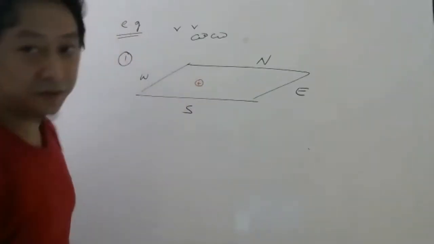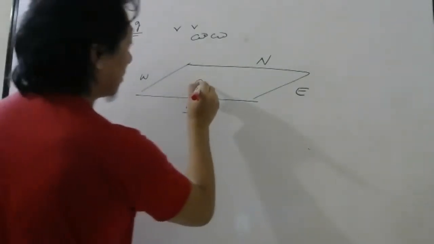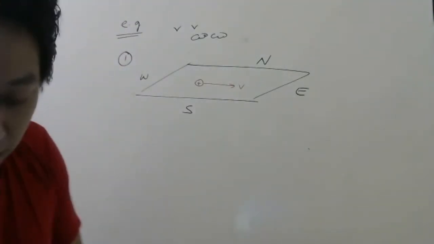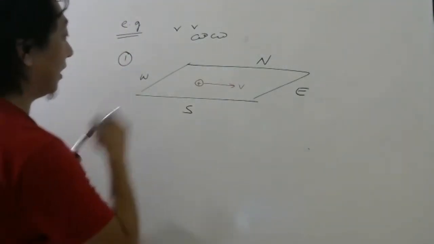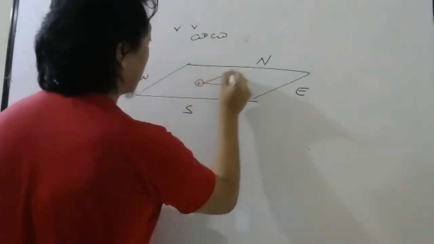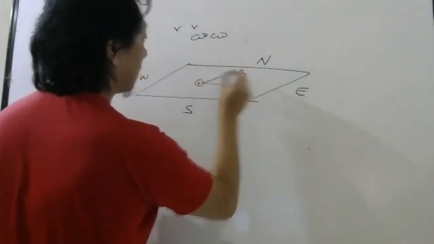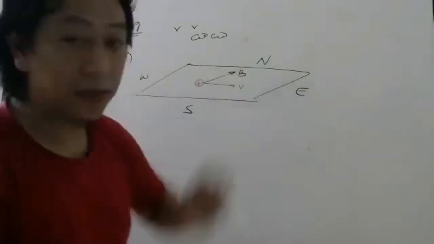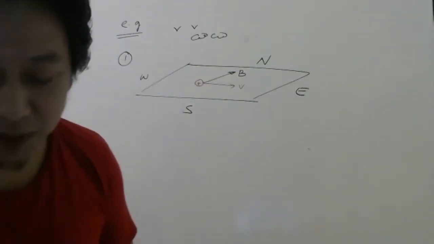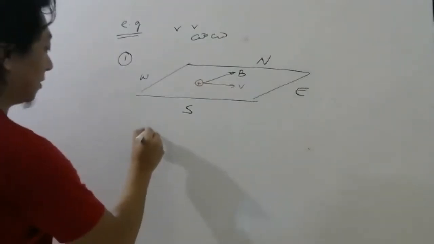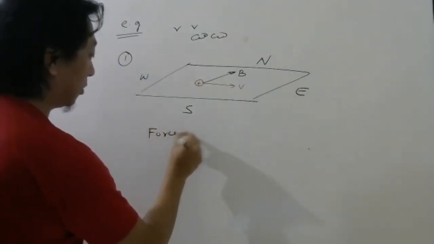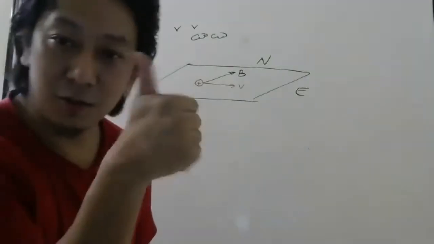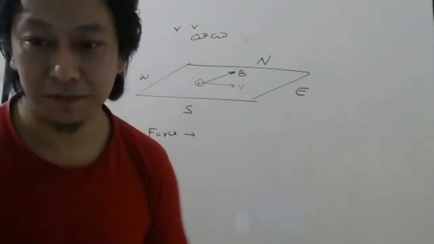So now let us say a proton. Proton means positive charge is moving with some velocity this side. And I apply an external magnetic field towards north. Tell me quickly, where will be the direction of force? So force on this charge will be in what direction? You can use this rule or you can use this rule.